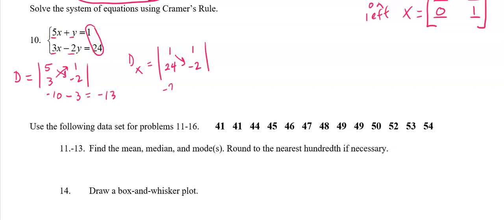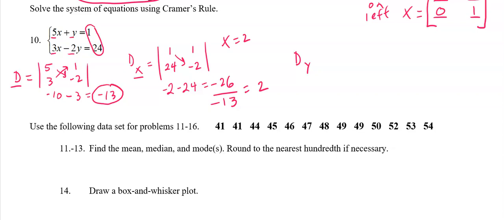So negative 2 minus 24 is negative 26. Now, this is a key part that some people miss. You're always dividing. This first capital D determinant that you find is always going to be used as a divider to get x. If you just left your answer as negative 26, you haven't found x yet. You found a determinant, but to find the true value for x, you have to do this division. So x is 2.